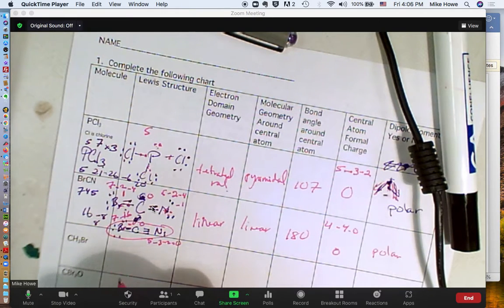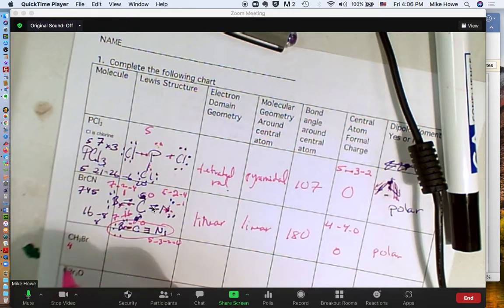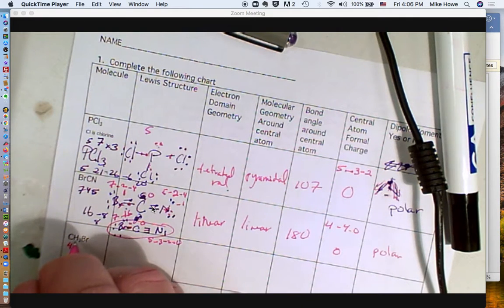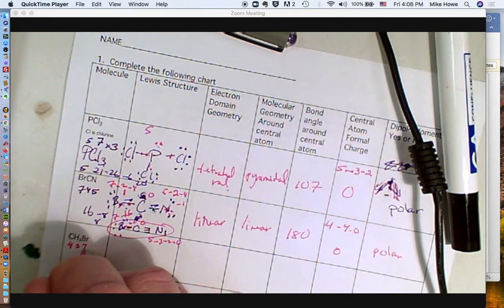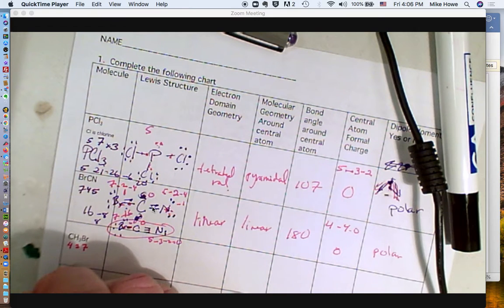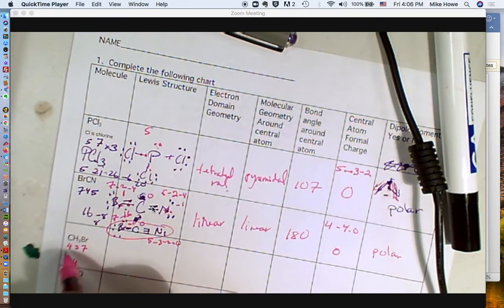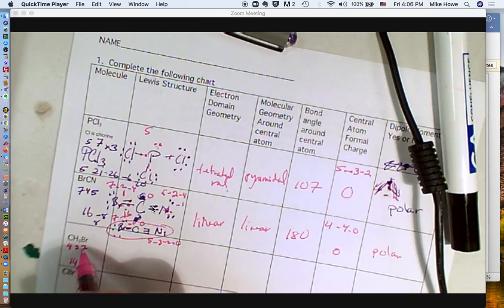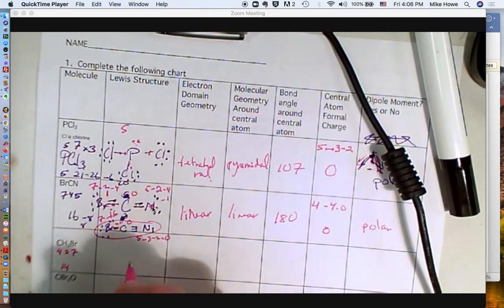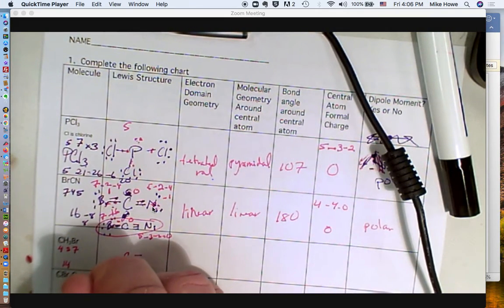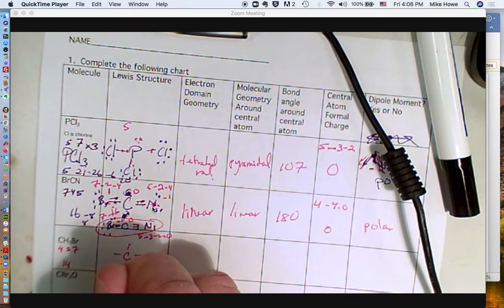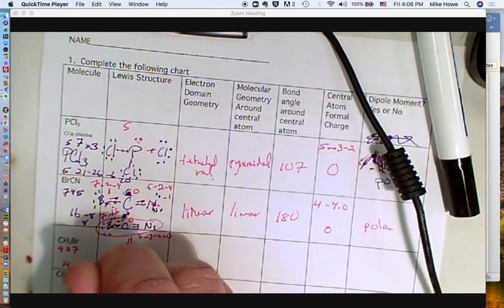All right, now CH3Br. So we've got 4 valence electrons. I'm going to start assuming you know how to count these now. 1 times 3 is 3. We have 7. 7 and 7 is 14 valence electrons. 4 and 3 is 7, and then 7. So we set up our skeleton structure. We put the C in the middle because it's got the most bonding spots. We put the Br on one side, and we put H on the other side.